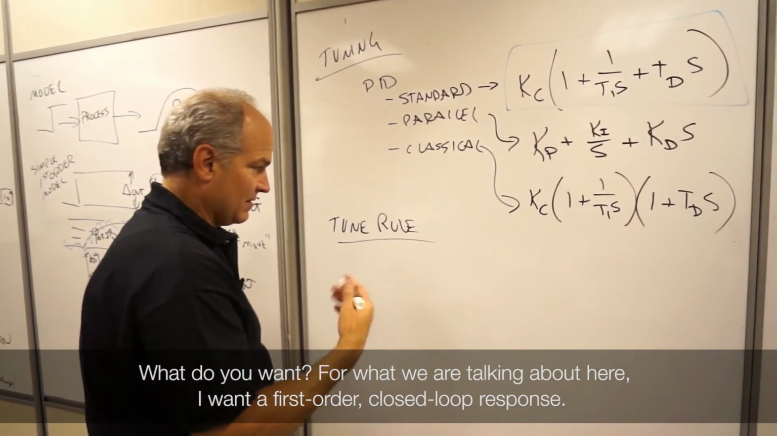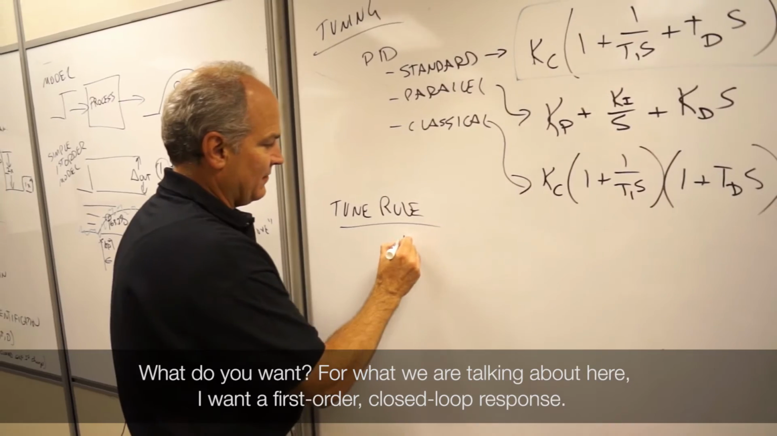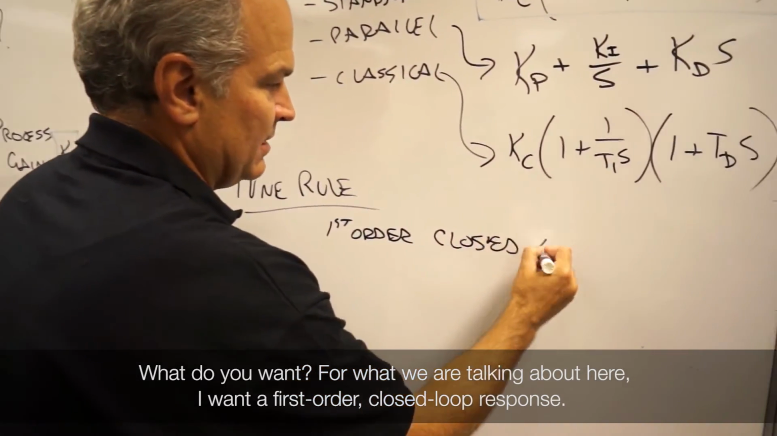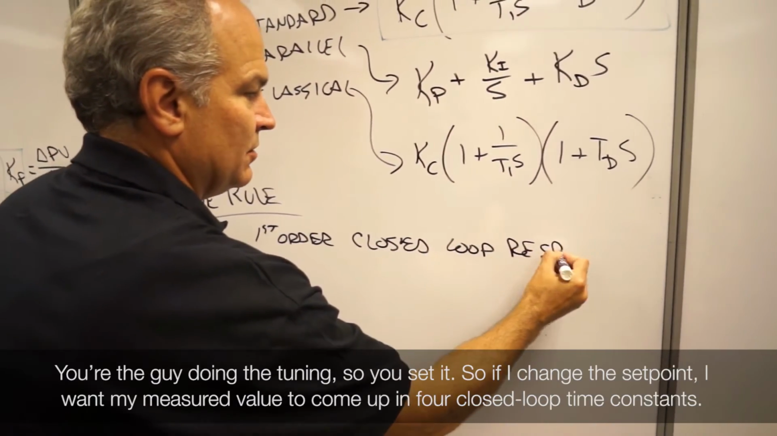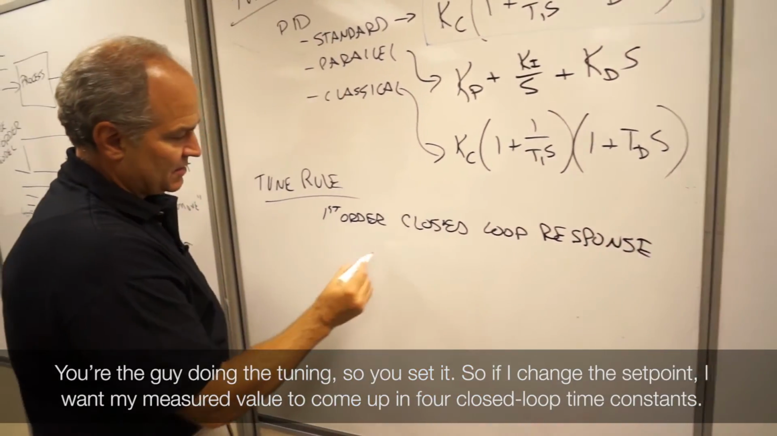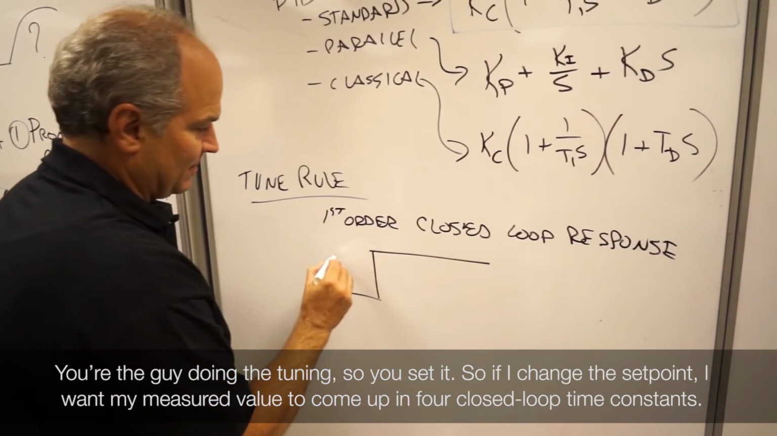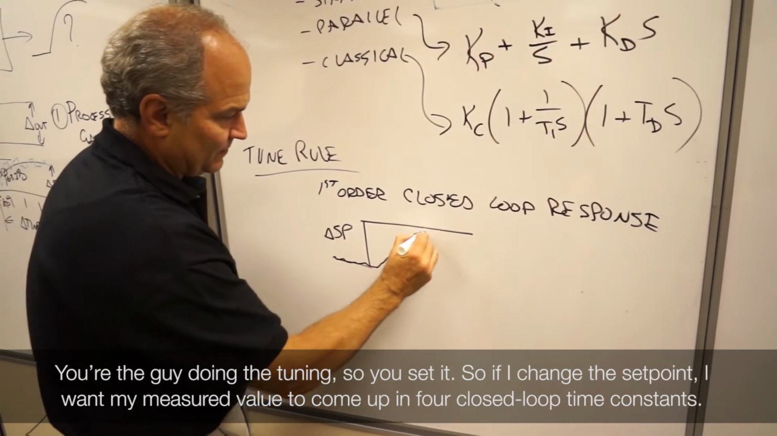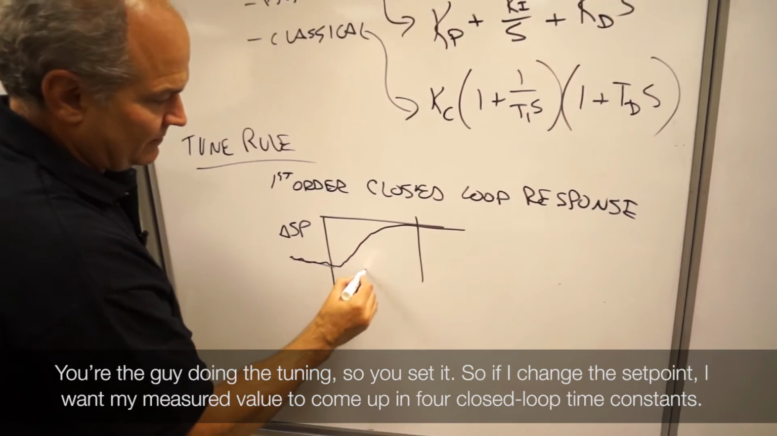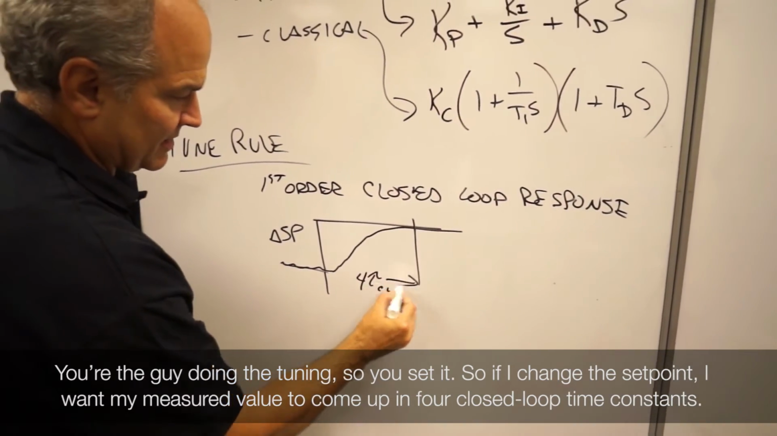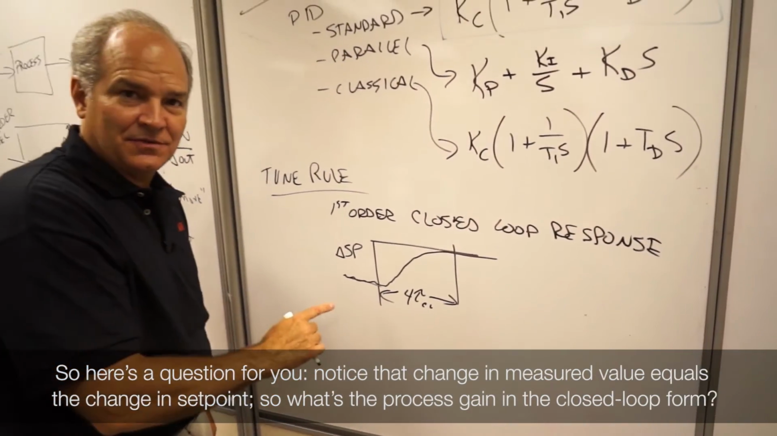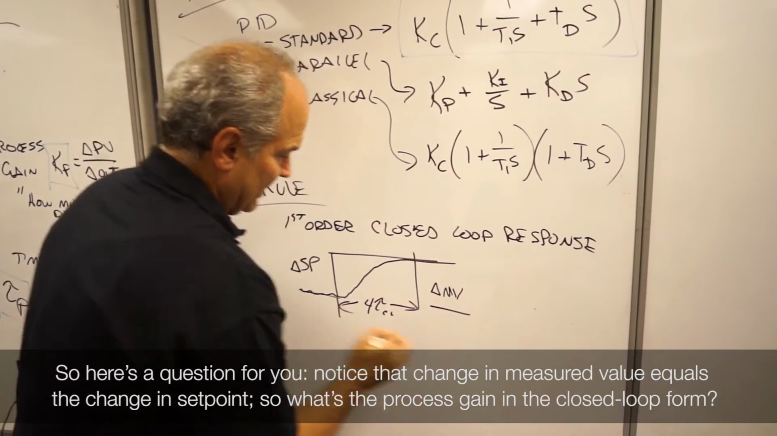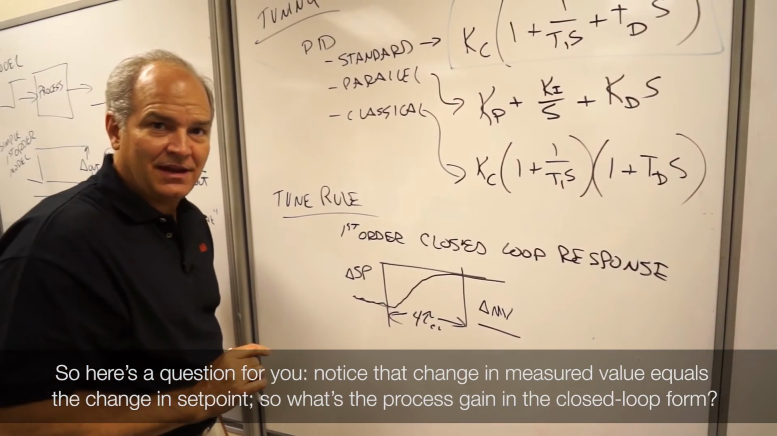Well, I think for what we're talking about here, I want a first order closed loop response. You're the guy that's doing the tuning. You set it. So what we're saying here is if I change the set point, I want my measured value to come up in 4 closed loop time constants. So here's a question for you. Notice that the change in measured value equals the change in set point. So what's the process gain in the closed loop form?